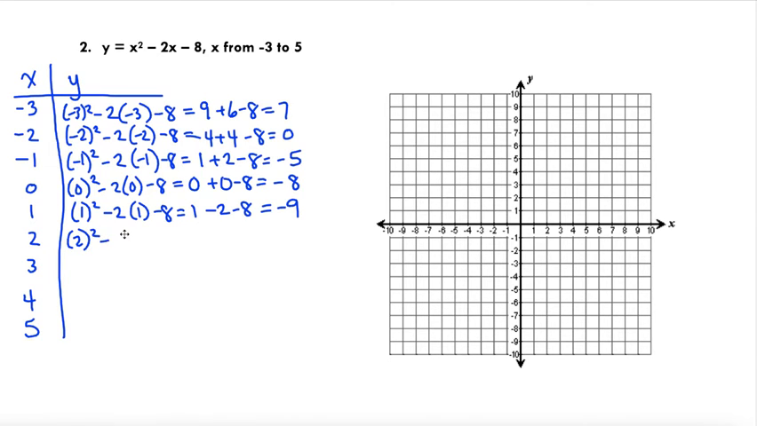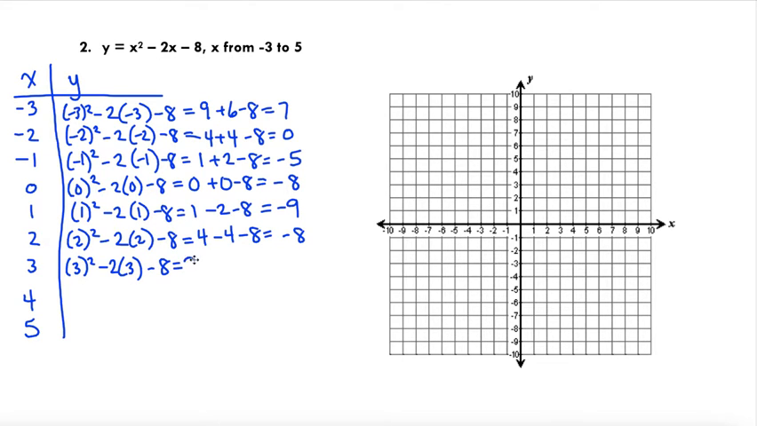Let's keep going. So substituting in 2 now for our x. 2 squared is 4. Minus 2 times 2 is minus 4, minus 8. So 4 minus 4 is 0, and 0 minus 8 is minus 8. So already we can see that we've reached that point where it's going to start repeating itself. So hopefully when I do my 3, I'm going to get a value of negative 5.